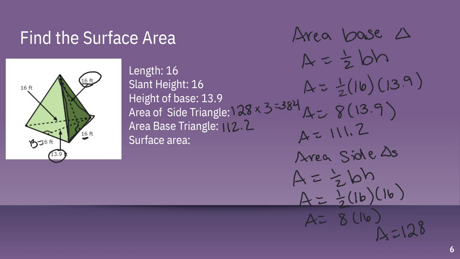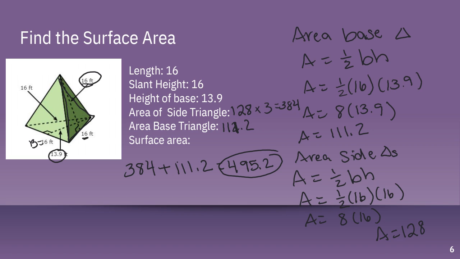So now what's my last step going to be? I add those together. So I have 384 plus 111.2. I wrote the wrong number down there. That should have been 111.2. So when I add those together, what do I get? You should get your final answer to be 495.2 when I add those together.